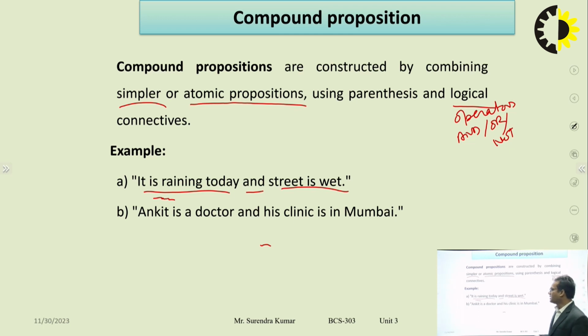Now we take a second example. Ankit is a doctor. Again it is an atomic statement, and his clinic is in Mumbai. This is the second atomic statement. Now we are combining these two atomic statements with the help of the and operation, or you can say the word and. In this way you can create compound propositions.